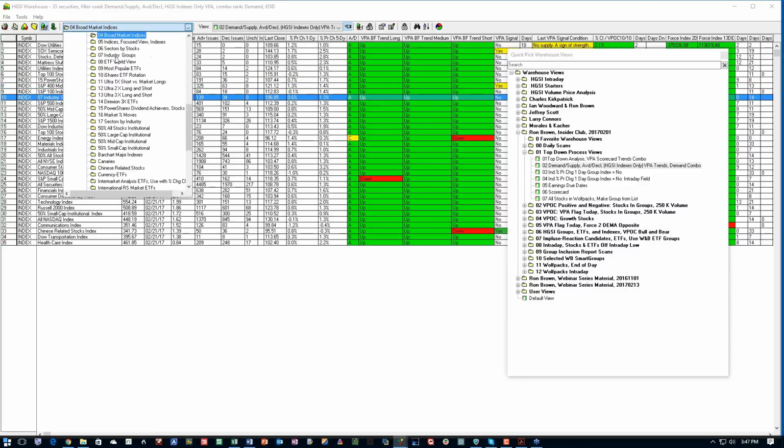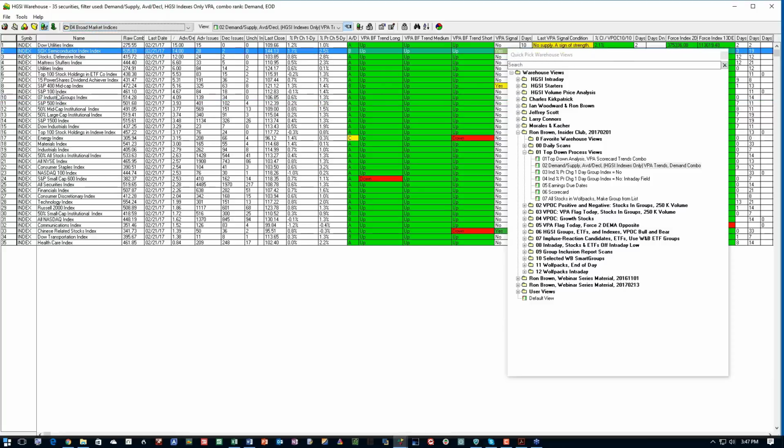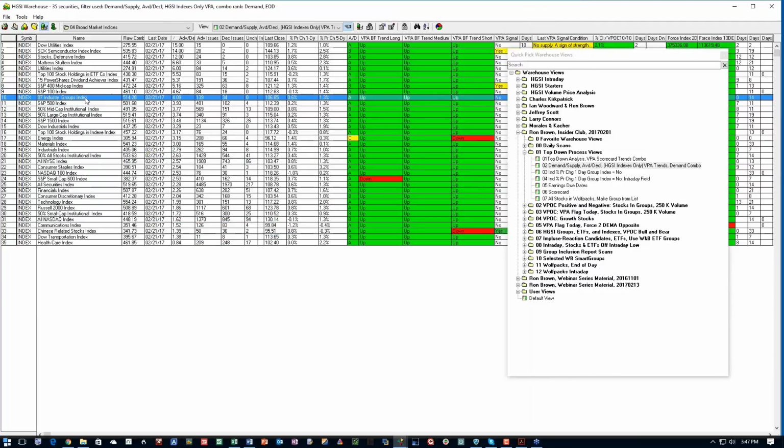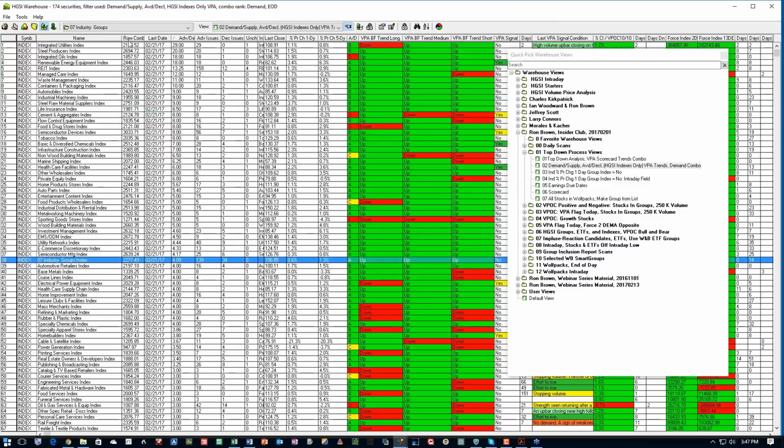Let's just drop down quickly into the industry groups. I didn't want to do that. I want to go here. I'm going to change to the industry groups. And look at this here. This is confirming what we're seeing in the broad market indices. The integrated utilities, 29 advancers, 1 decliner, and 1 unchanged. Steel producers were extremely strong again today. 20 advancers and only 1 decliner.